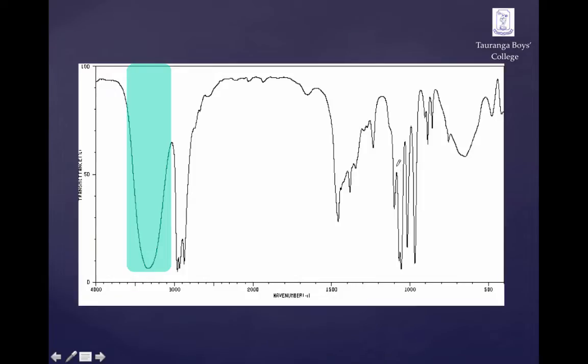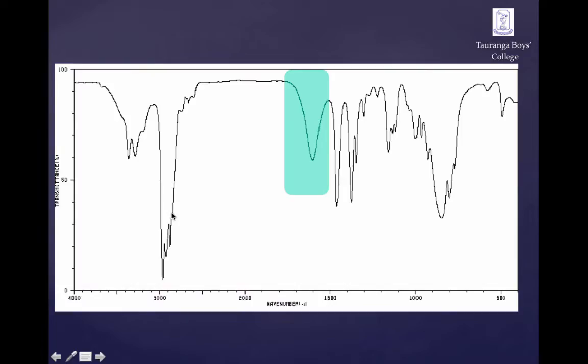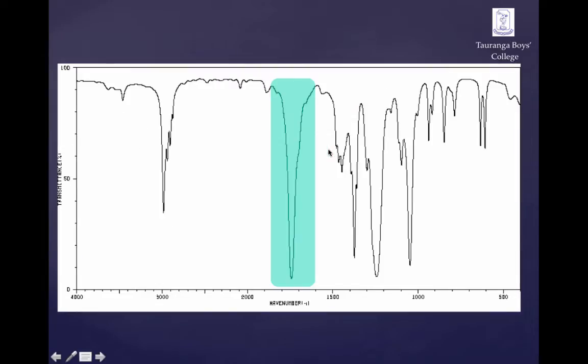Peaks are often referred to as being strong or weak, and broad or narrow. For example, in this green region here, you'll find a peak which is strong and broad. In this next example here, this is what we call a weak peak or trough. This final example is referred to as being a strong and sharp peak.